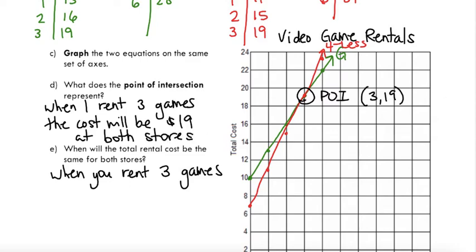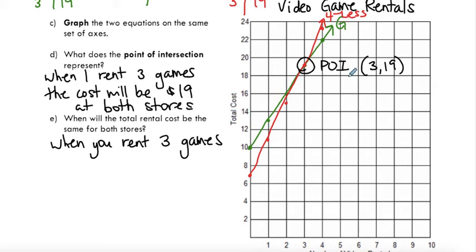So we weren't asked to explain anything else from this question, but you could say, well, if I'm renting fewer than 3 games, then I maybe want to rent from 4 Less because it's cheaper. If I rent more than 3 games, then I want to rent from Galaxy because that will be cheaper. So once we can see visually where our point of intersection is, if we always rent 3, then it doesn't matter. We can go to whatever store is closest. But if we're renting fewer, then go for 4 Less. If we're renting more than 3, we're going to go with Galaxy because we want to maximize the number of games we can rent for our money.